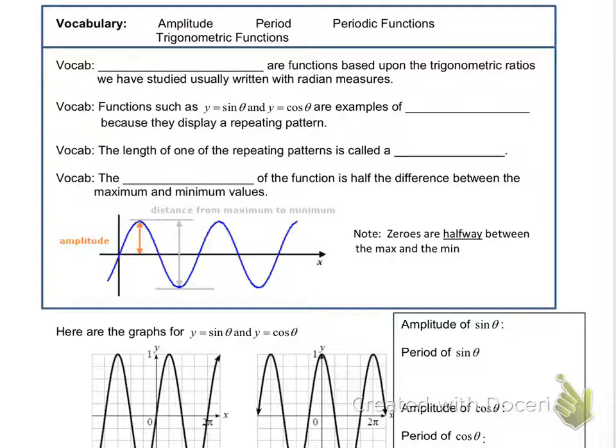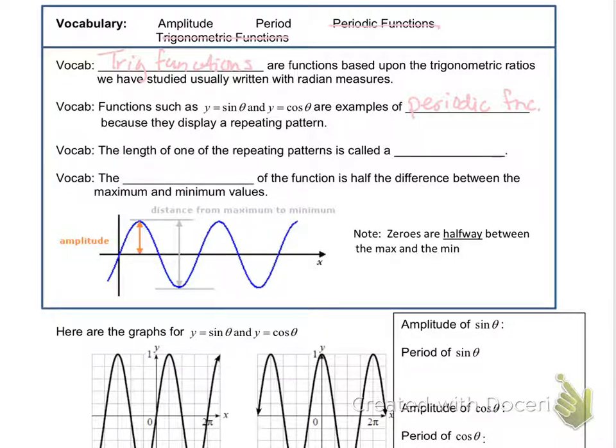So first, these are called trig functions. They're just functions based upon the trigonometric ratios that we've studied, and they're usually written in radians, which is why the x-axis has pi in it. Our next vocab word: functions such as y equals sine theta or y equals cosine theta are examples of periodic functions because, like I said, it's one period, one 5-dot pattern, and then it just keeps repeating itself after that.